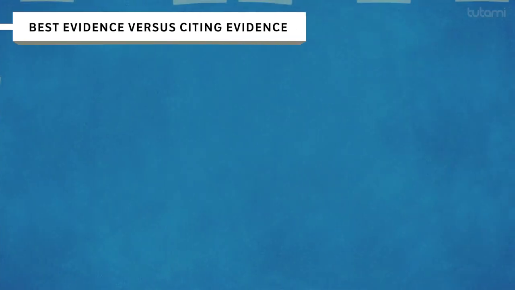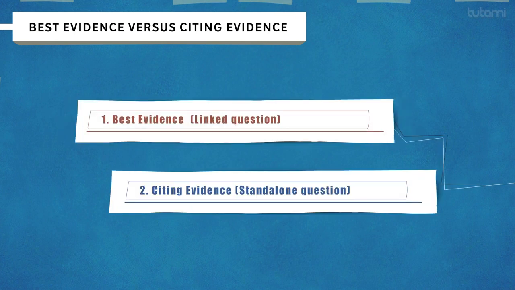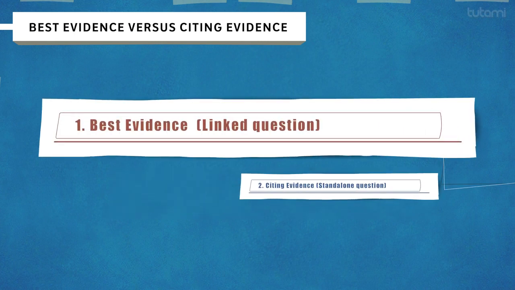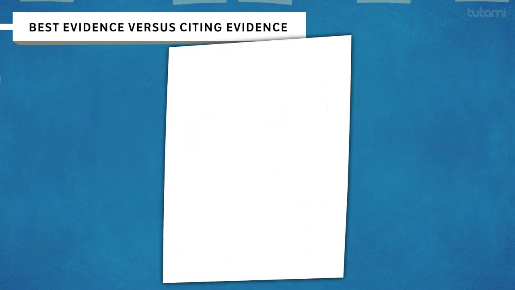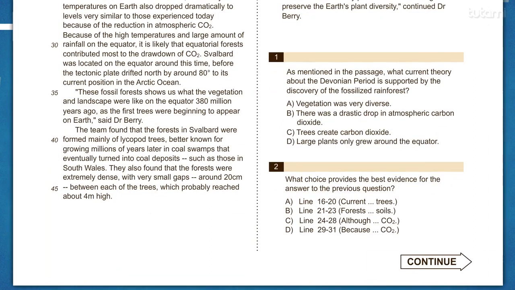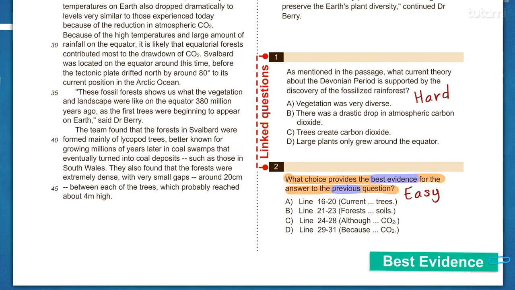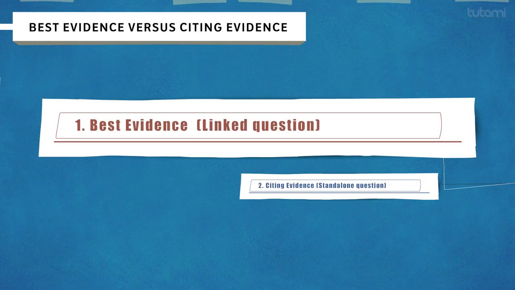Now, this evidence question will usually come in 2 types. The first type being the most popular, the best evidence questions. Now, it's best to remember that that was a best evidence question that heavily relies on the answer to a previous question. I know some of you are scratching your heads and asking yourself, didn't we talk about best evidence questions in one of our previous lessons? And the answer is, yes, we did. Or in other words, a linked question.